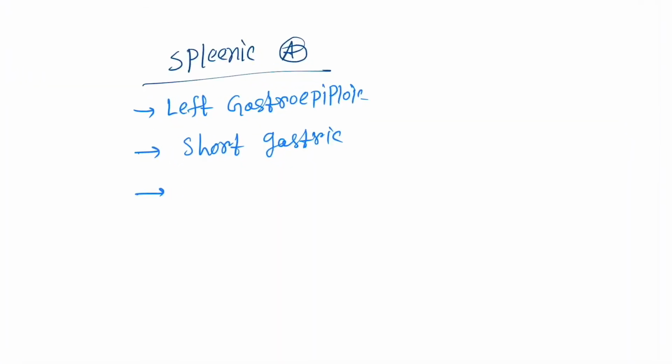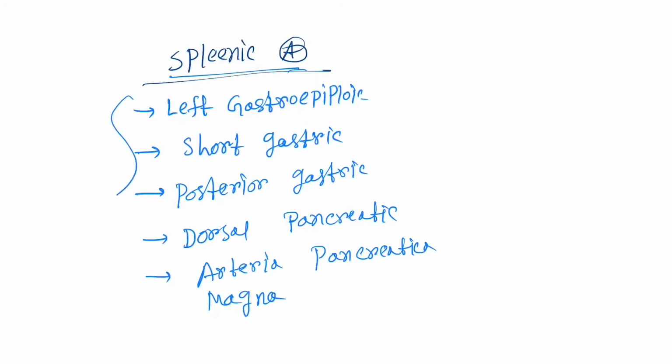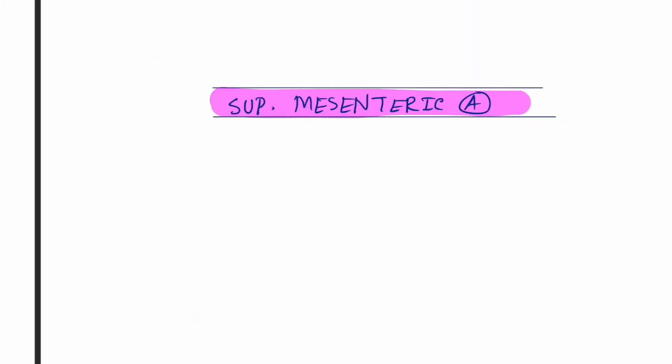So okay, next is posterior gastric, dorsal pancreatic, and arteria pancreatica magna. So splenic artery forms these five branches.